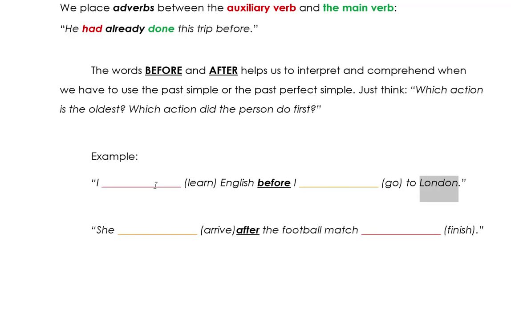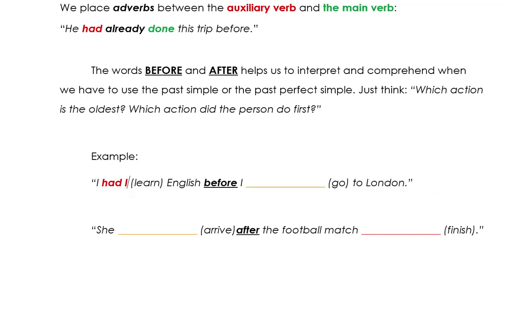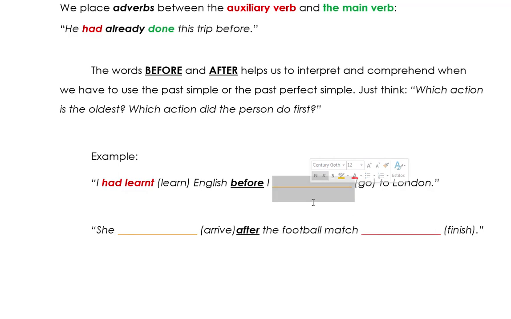Entonces, ¿cuál es la acción más antigua? Aprender. Entonces, este learn va a tener que estar en pasado perfecto. Have learned. I had learned English before. Y la acción más nueva, ¿sí?, en pasado. I had learned English before I went to London.